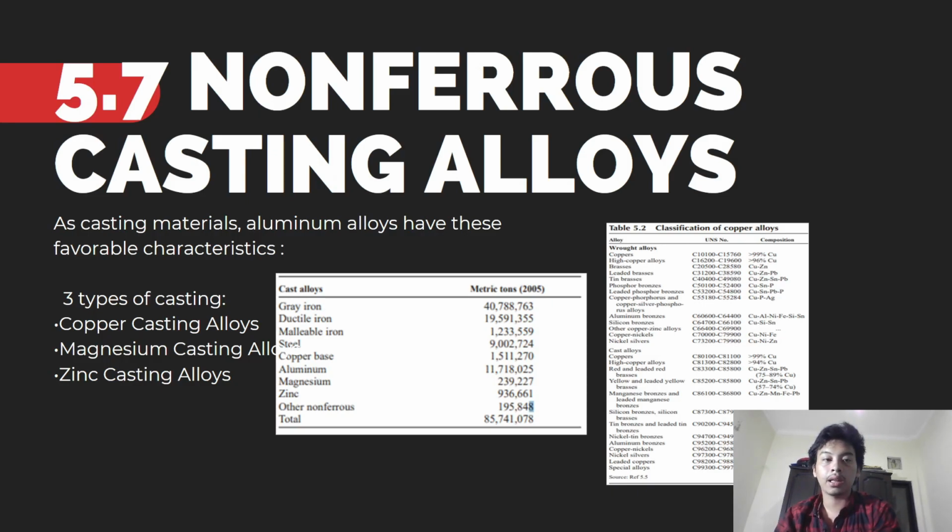Non-ferrous casting alloys. In terms of tonnage, cast iron is the most common foundry alloy, constituting approximately three quarters of the worldwide production of castings. And there are three types of casting: first, copper casting alloys, magnesium casting alloys, and zinc casting alloys.